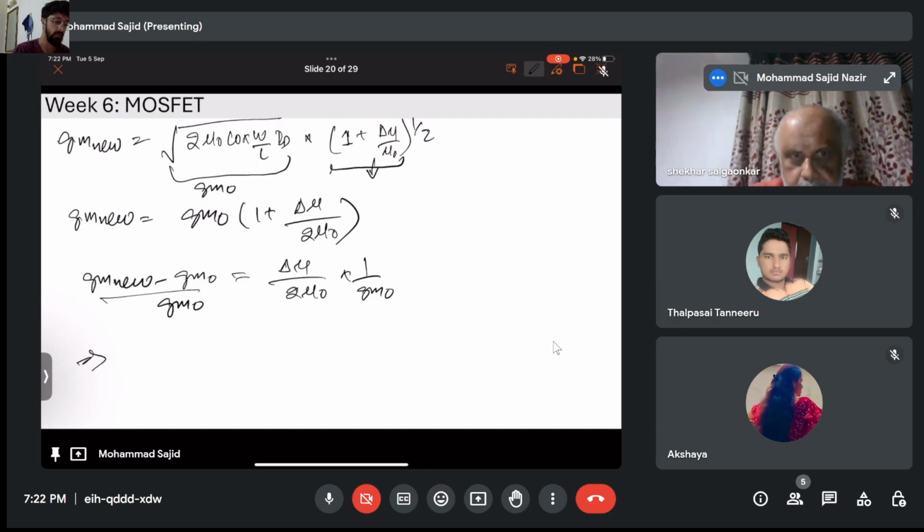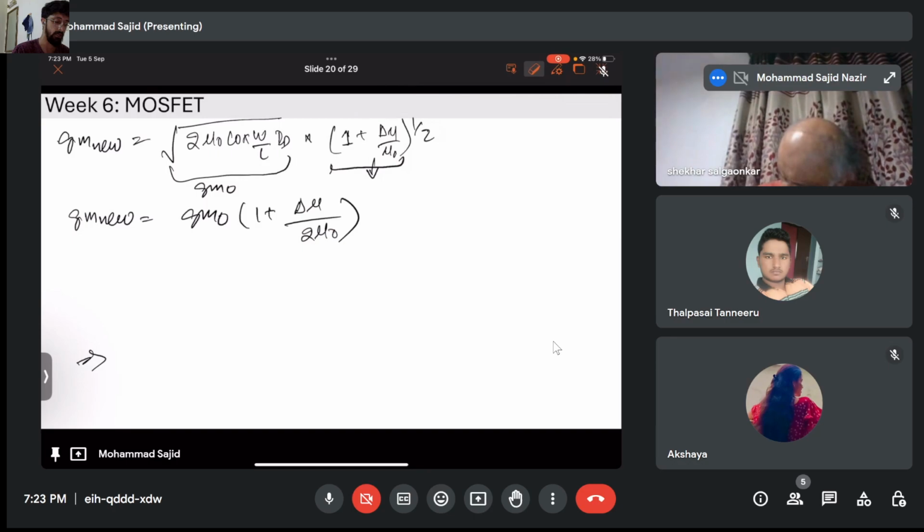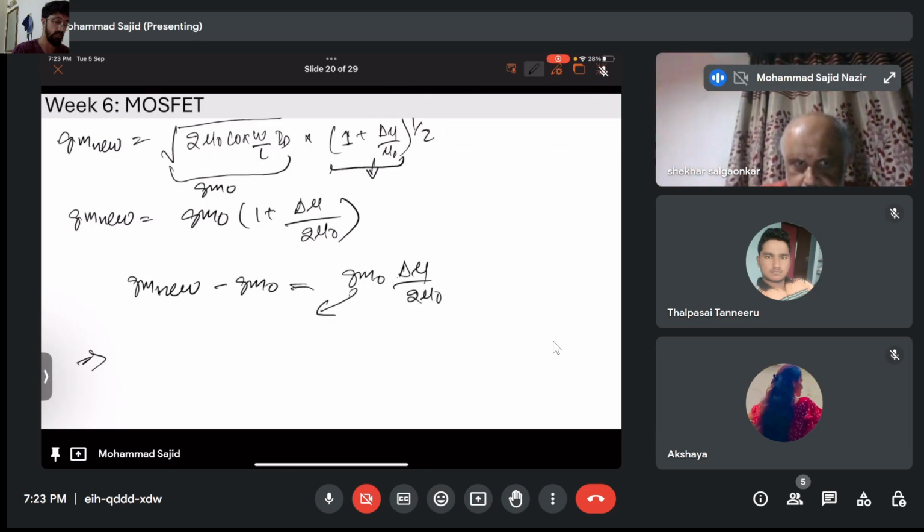So what I will get is delta gm by gm naught. So this is gm naught; gm new minus gm naught is equivalent to gm naught times delta mu by 2 mu naught. If I divide it, delta gm by gm naught is equivalent to delta mu by 2 mu naught.